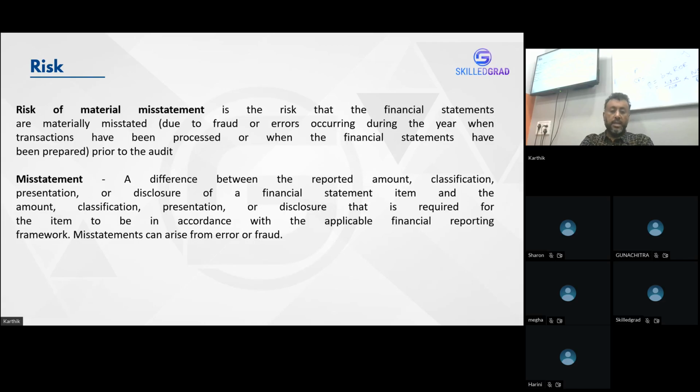What is a misstatement? Actual number versus reported number. Actual salary expense should be 100 crores, but I've reported 60 crores. That's a misstatement. Or I am supposed to classify direct labor costs as part of cost of sale, but I've shown it as administrative expenses. That's a misstatement.